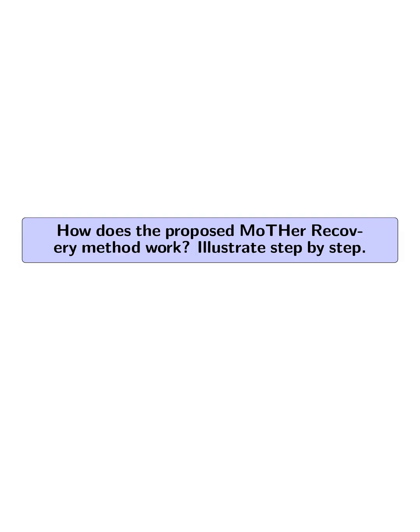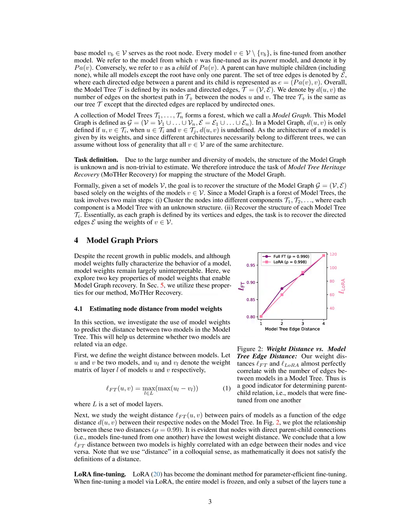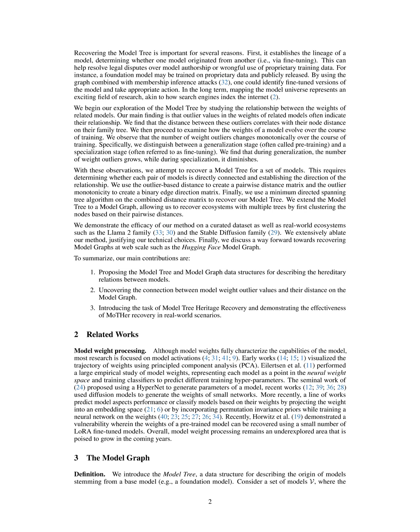How does the proposed mother recovery method work? Illustrate step by step. The proposed mother recovery method works by first defining the model tree to describe the hereditary relations between models stemming from a base model. The goal is to recover the structure of the model graph based solely on the weights of the models. The method involves two main steps: clustering the nodes into different components, where each component is a model tree with an unknown structure, and recovering the structure of each model tree.